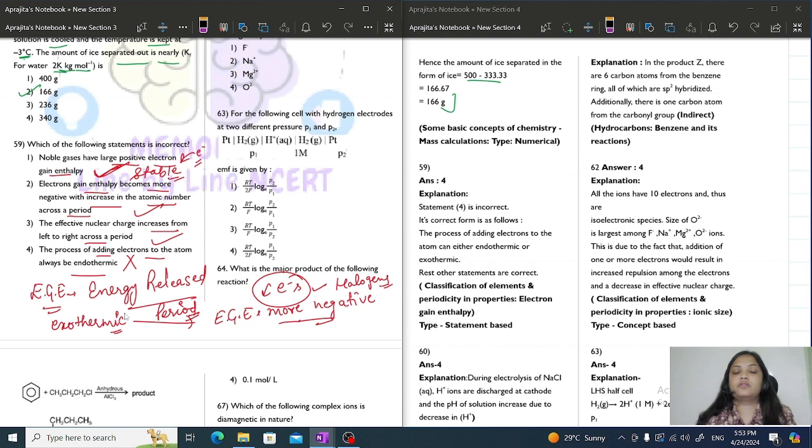But suppose we are adding a second electron to our already negative ion. Let's say O negative is formed and now we need to make O2 negative. When the second electron is being added, it will experience repulsion from the first one. That is why we need to supply energy. In that case it would be endothermic, but in the first case it would be exothermic. So it's not always endothermic. This is the incorrect statement and our right answer.